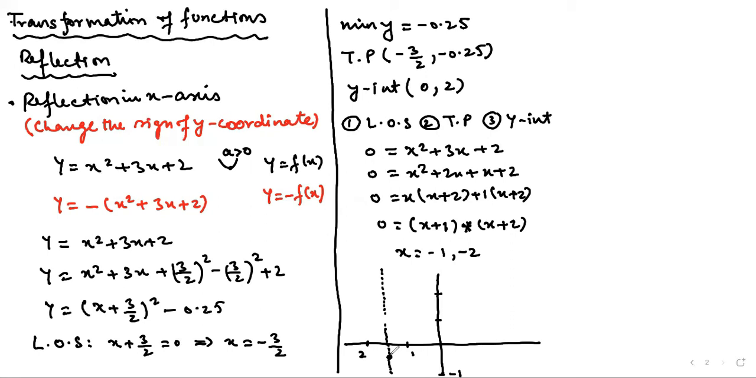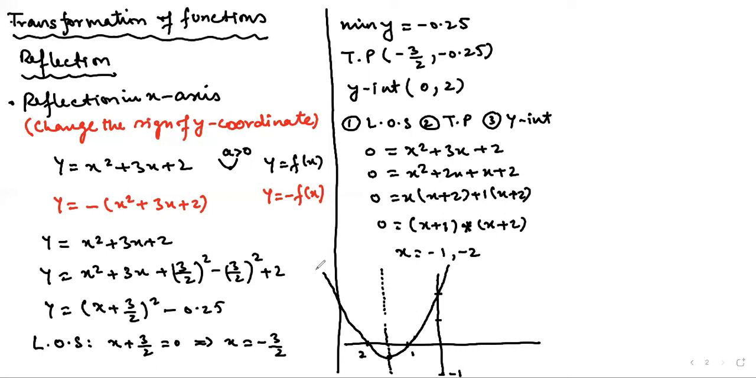We will stand at the turning point, pass through the y-intercept, then pass through the x-intercept, then again through the y-intercept. As you know that x equal to -1.5 is the line of symmetry, we will draw the same shape on the other side. This is the graph of f of x.